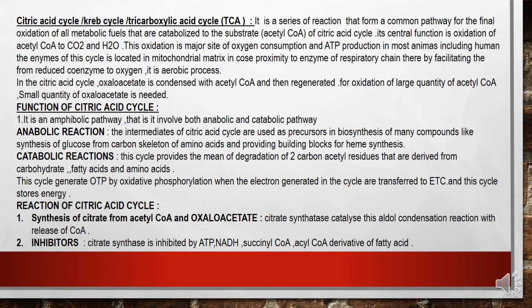Synthesis of citrate from acetyl coenzyme A and oxaloacetate. Citrate synthase catalyzes this aldol condensation with the release of CoA. Inhibitors: citrate synthase is inhibited by ATP, NADH, succinyl coenzyme A, and acyl coenzyme A, a derivative of fatty acid.